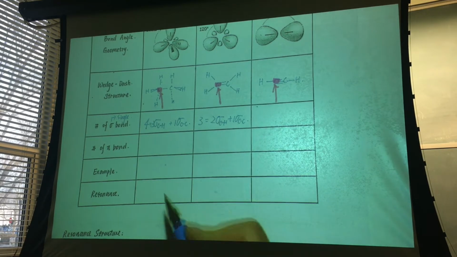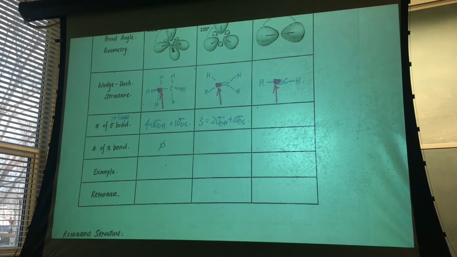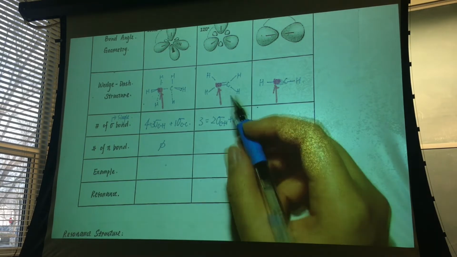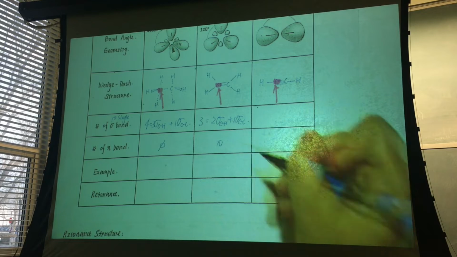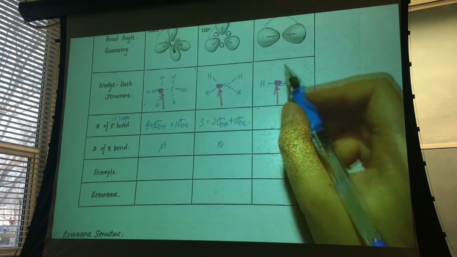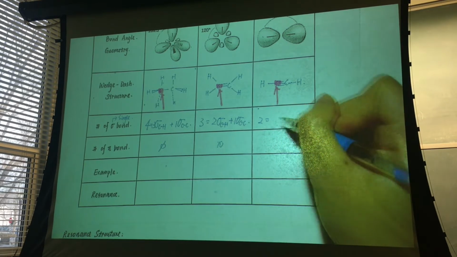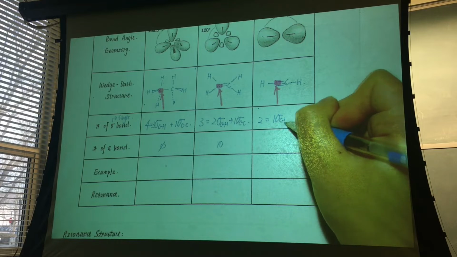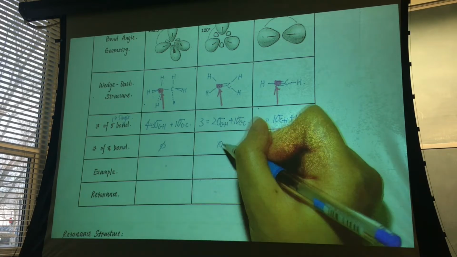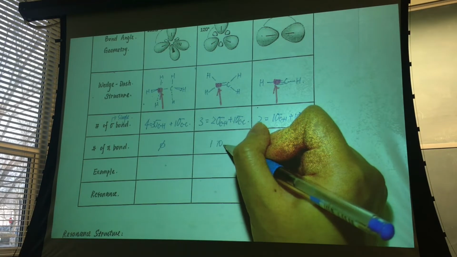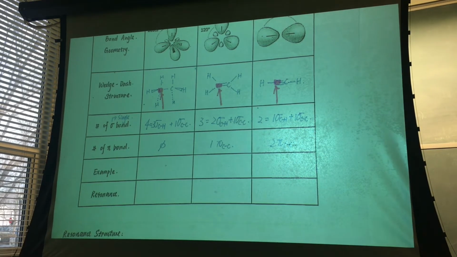In the first one, which is 4 sigma bonds, it means it has 0 pi bonds in sp3 hybridization. But in the second structure, we only have 3 sigma bonds, which means the last one has to be a pi bond. The same thing goes for the third one. Sp hybridization has 2 sigma bonds, which are 1 sigma carbon-hydrogen bond and 1 sigma carbon-carbon bond. And the rest, okay, this 1 pi bond is the carbon-carbon bond, this 2nd pi bond, carbon-carbon bond.